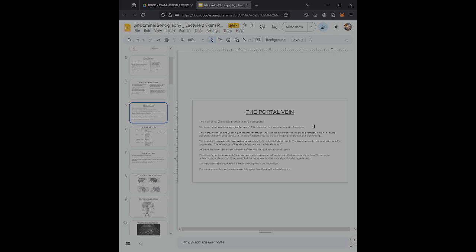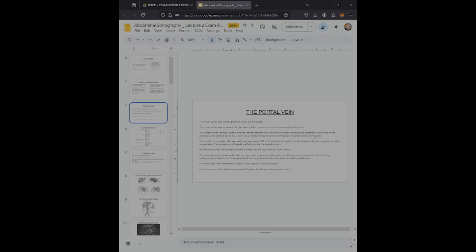So that is to say, three veins unite at the portal confluence to create the main portal vein. And these vessels are the superior and inferior mesenteric vein, as well as the splenic vein. The portal vein provides the liver with approximately 75% of its total blood supply, and the blood within the portal vein is only partially oxygenated. The remainder of hepatic perfusion occurs via the hepatic artery.